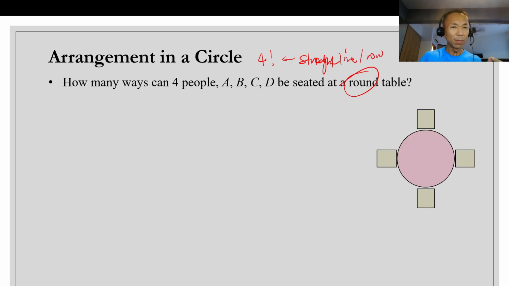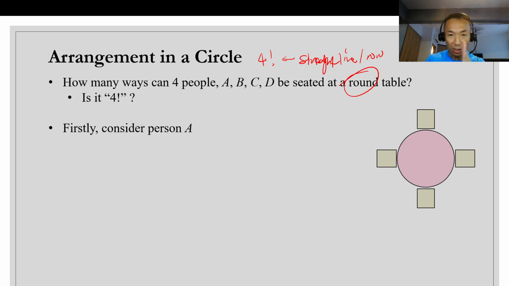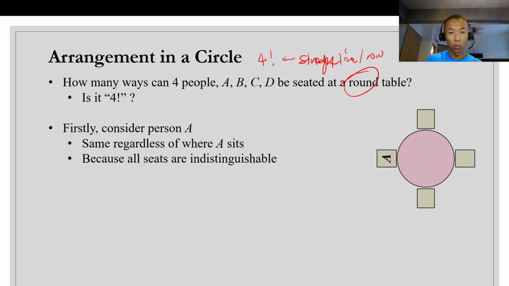But at a round table, it's slightly different, because at a round table, there is no absolute position, right? There is only relative position. So technically, is it 4 factorial? It's not. Technically, if I consider the first person A, whether this person is seated here, here, here, or here, it doesn't matter. There is only relative position. So the seats are indistinguishable at a round table. All right, provided they're not numbered or colored, we'll talk about that in a different scenario.